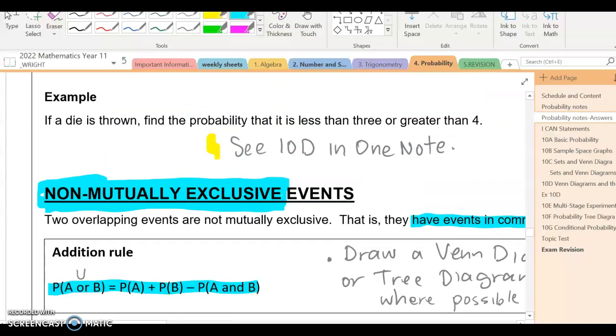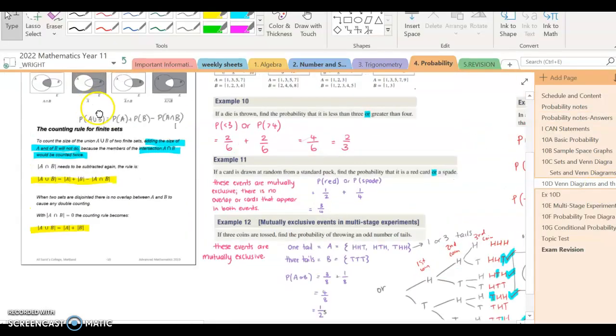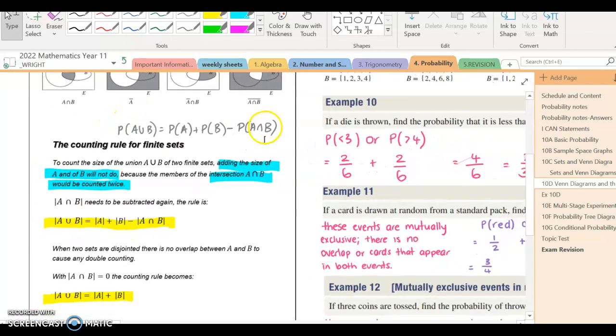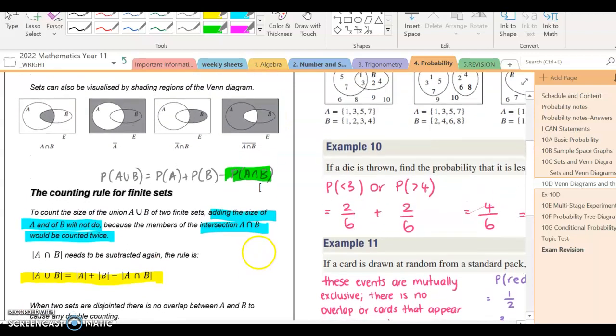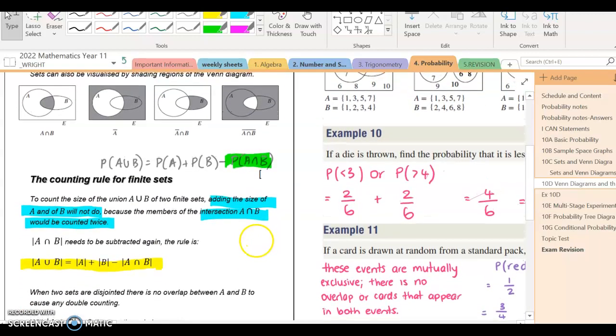What I wanted to talk to you about that rule is, and it's stated nicely over at 10D in the OneNote, why we have to take away the A and the B, and it has to relate to our Venn diagrams. So if I want to work out the probability of A union B in this case, and I'm working out the probability of A and the probability of B, if I don't take away the probability of A and B, which is the intersection, I'm going to be counting it twice.